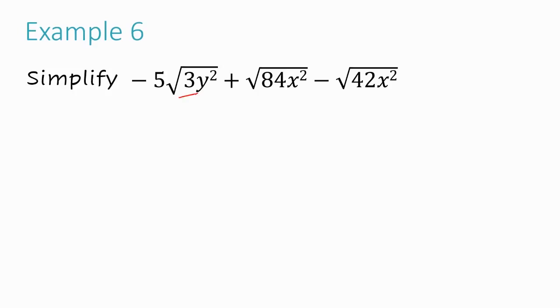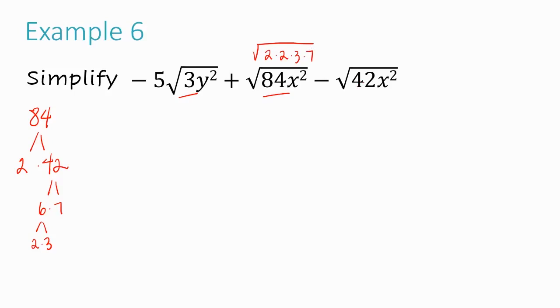So 3 is already prime. 84 is not prime. It needs to be broken down. I don't know what 84 can be broken down into, but I know 84 is even, so at least 2 can go into it. That would give me 42 that I need to multiply by the 2 to get the 84. Then I'm going to break 42 down into 6 times 7 and then 2 times 3. So instead of the square root of 84 x squared, that one's going to end up being 2 times 2 times 3 times 7.